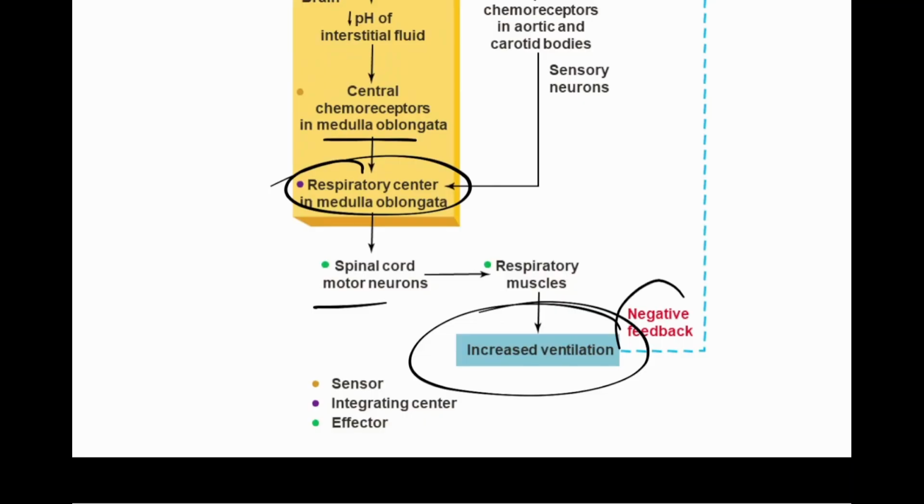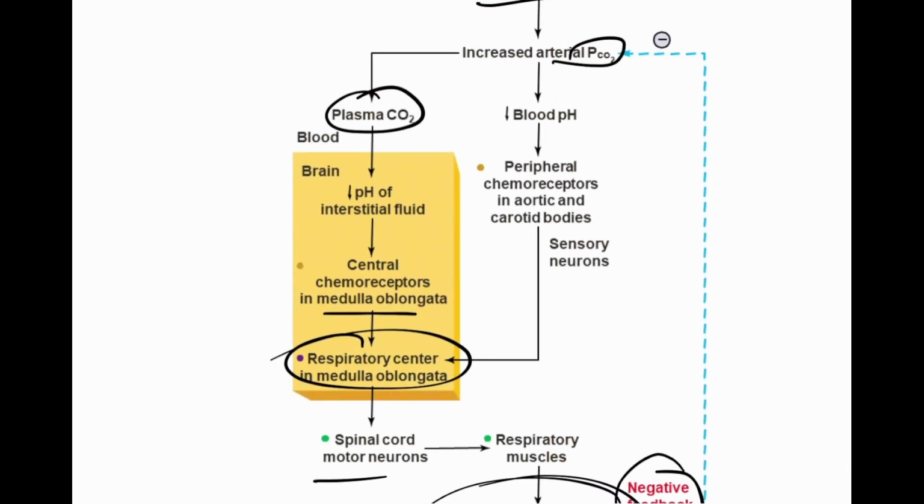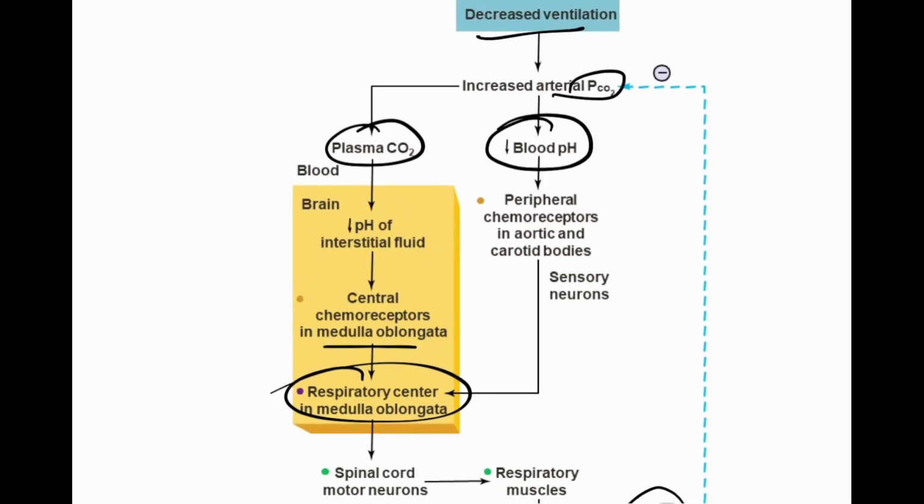There's also a negative feedback. The opposite is true. If CO2 levels drop, we need to change our respirations accordingly as well. Blood pH will also drop. That is sensed by the peripheral chemoreceptors in the aortic and carotid bodies, which also are going to tell the respiratory centers, we have too much CO2, we need to increase our ventilation to get rid of this CO2. So that's how our chemoreceptors, the peripheral and the central ones, work together to alter your breathing depending on the CO2 concentration.